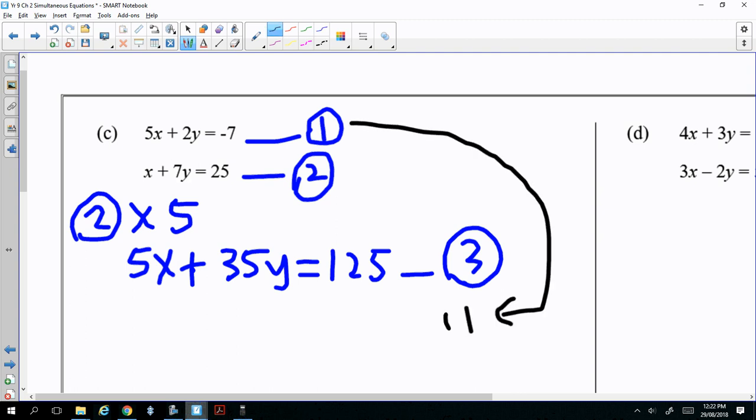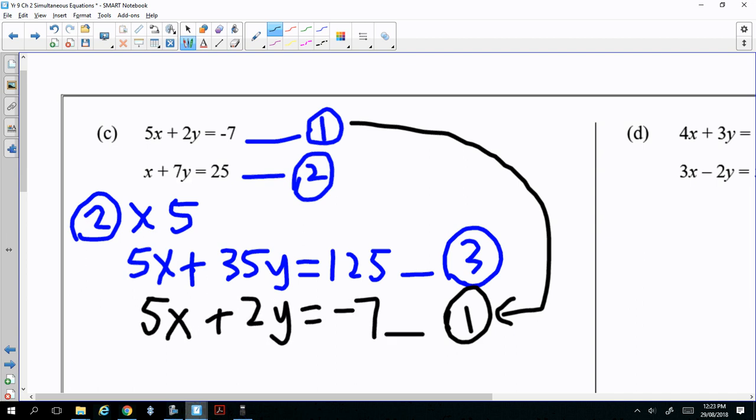Like that. I've changed number 2 by multiplying everything by 5, and the top stays the same. Now, why do I do that? Can you see the numbers in front of x are the same? Are they the same now? Now I can eliminate. You must make the numbers the same. Subtract them.